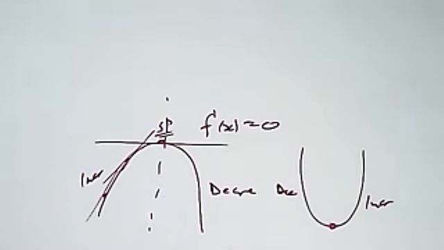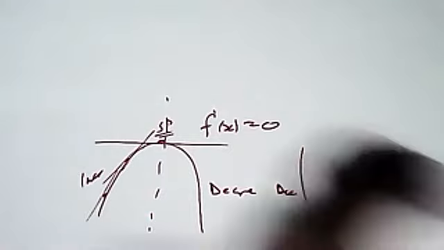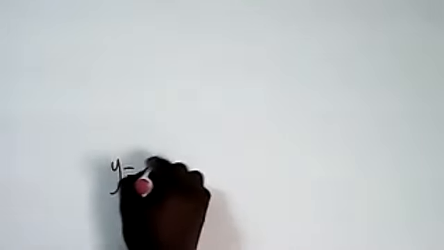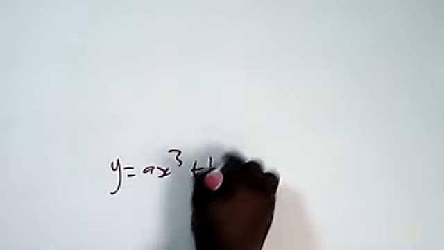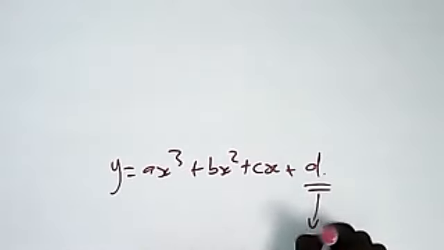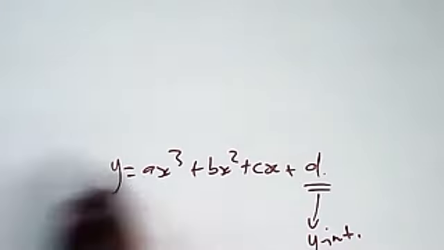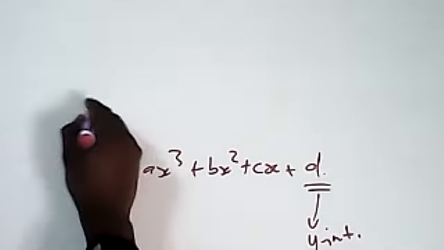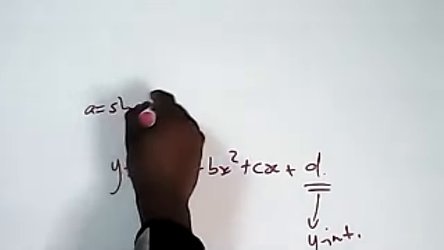So it's really, really important for us to be able to find these turning points. Now, why am I telling you about the stationary points? Because if you remember correctly, the standard form of the cubic function is y = ax³ + bx² + cx + d, where d is your y-intercept, right? And then from there, we know that a will determine the shape of your graph, right? a is determining the shape.